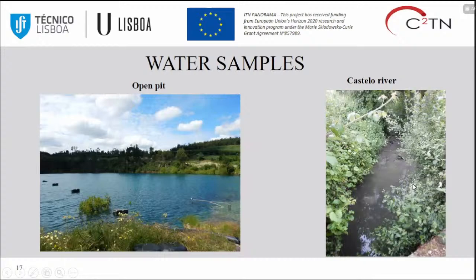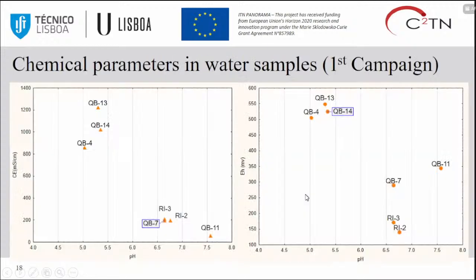Okay, now I will move on to the water samples. You can see this is the open pit of the mine, and this is the Castelo River. Here you can see the different variation. We have two groups of samples. This group of samples corresponds to inside of the old mine. We have similar conductivity. Also, the pH is between 0.5 and 5.5.